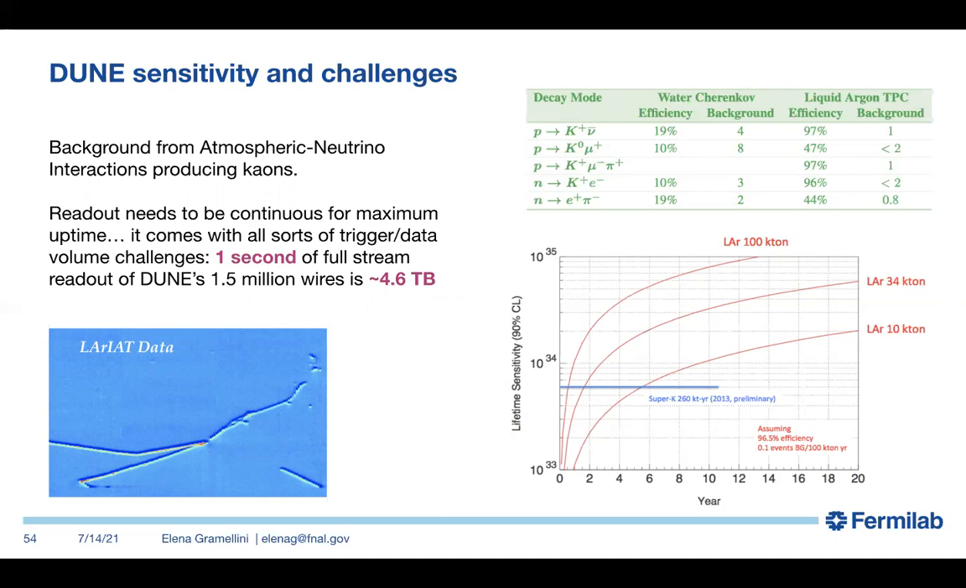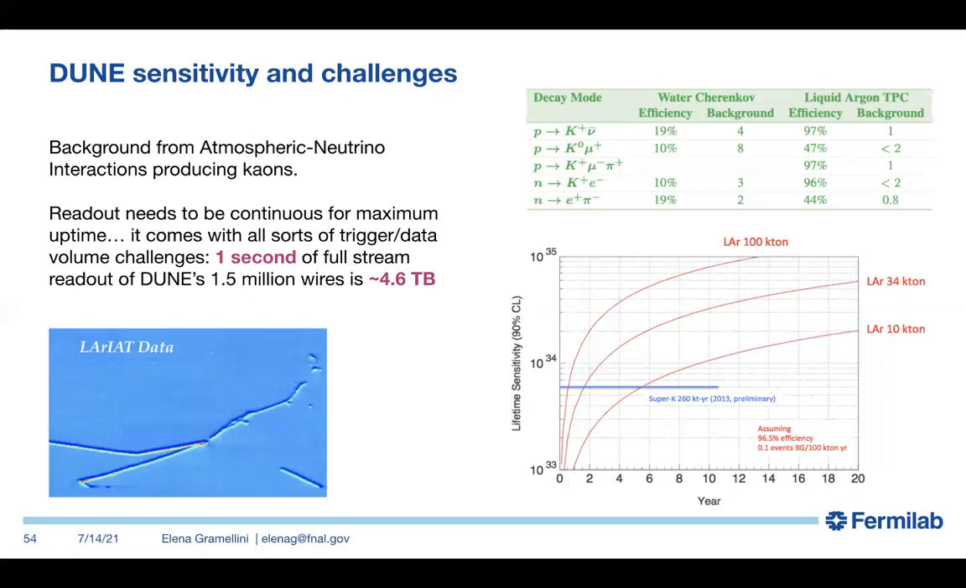But this is a problem for DUNE, because 1 second of full stream readout for DUNE, for the DUNE 1.5 million wires, is 4.6 terabytes. We're doing proton decay searches for orders of years, as you can see here in the sensitivity, so at first go it seems that you're collecting petabytes and petabytes of data. Of course, this doesn't happen.